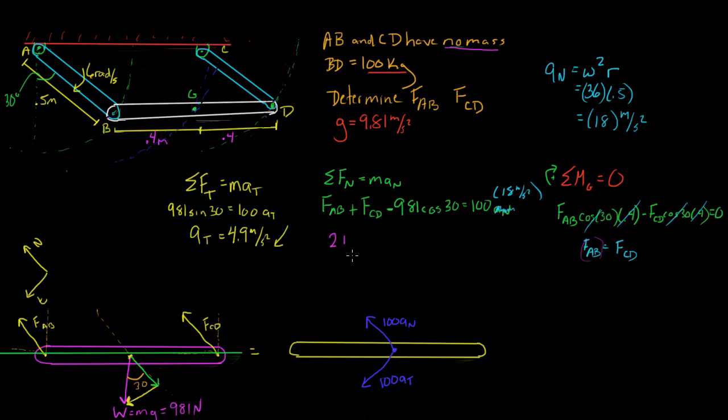So now we can substitute this force right here. So we get 2 FCD minus 981 cosine of 30 is equal to this 18 times 100. And we can solve for this force in member CD. When we do that, we get the force of CD is equal to 1,324 newtons. And we know that CD is equal to AB, so our force in AB is equal to 1,324 newtons.